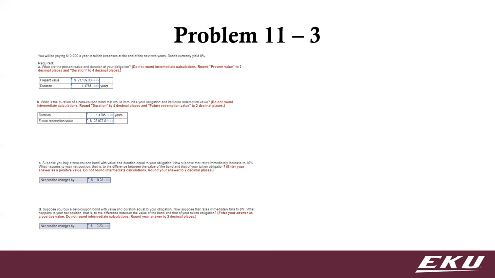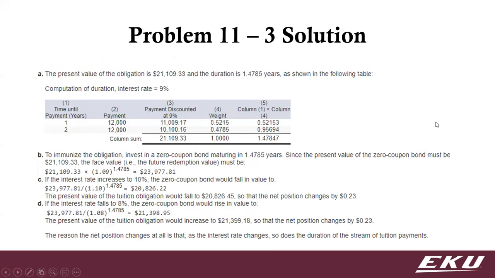Here's problem 3. You see it's broken into 4 parts, A, B, C, and D. So feel free to pause this, or you can jump back and look at this particular problem. I'm going to show you the setup for the solution.